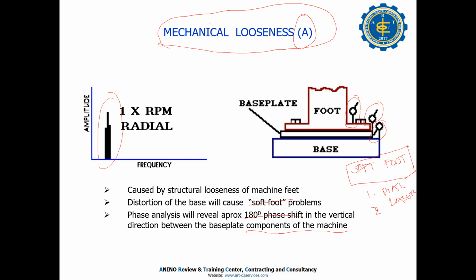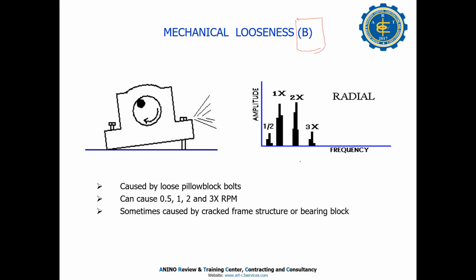That's the problem. But if you have 1x, then have this one. You have 1x, and you have 2x, and then 3x. Looseness. Then that is mechanical looseness B, caused by the pillow block bolts. Pillow block bolts can cause 0.5. So if this is 1/2 x, sure, that is looseness. Sometimes caused by crack frame structure or bearing block.